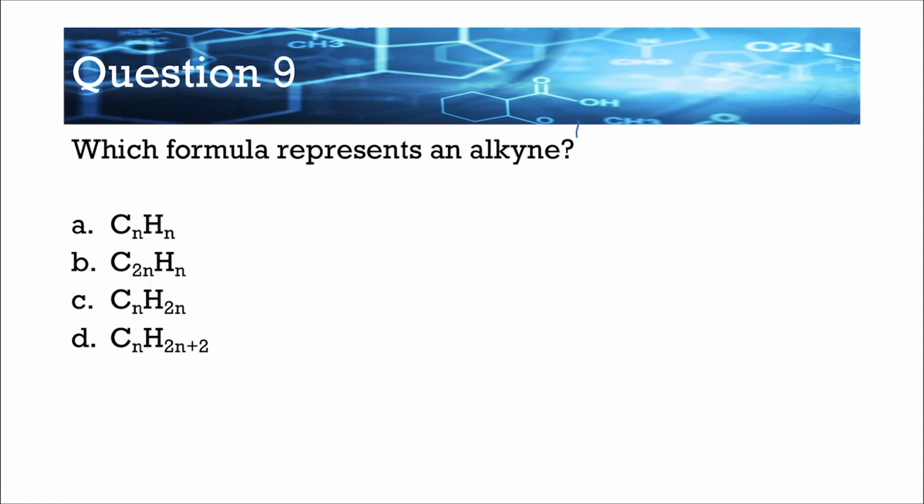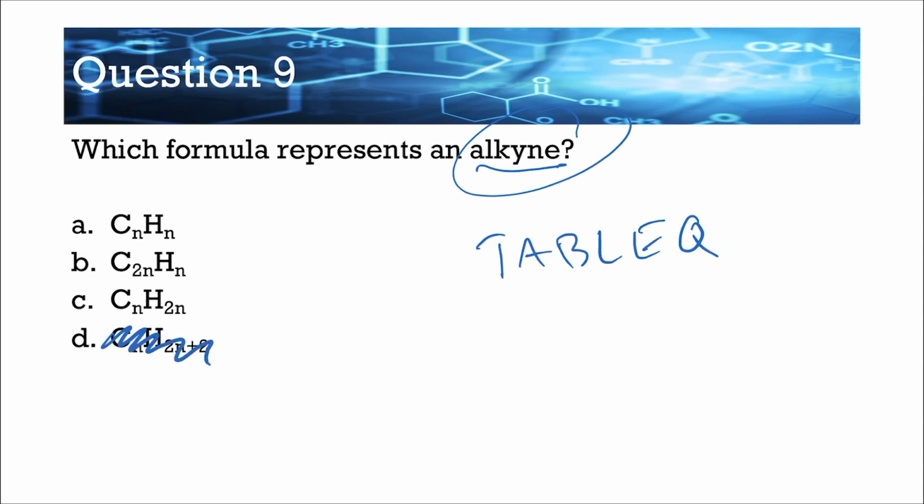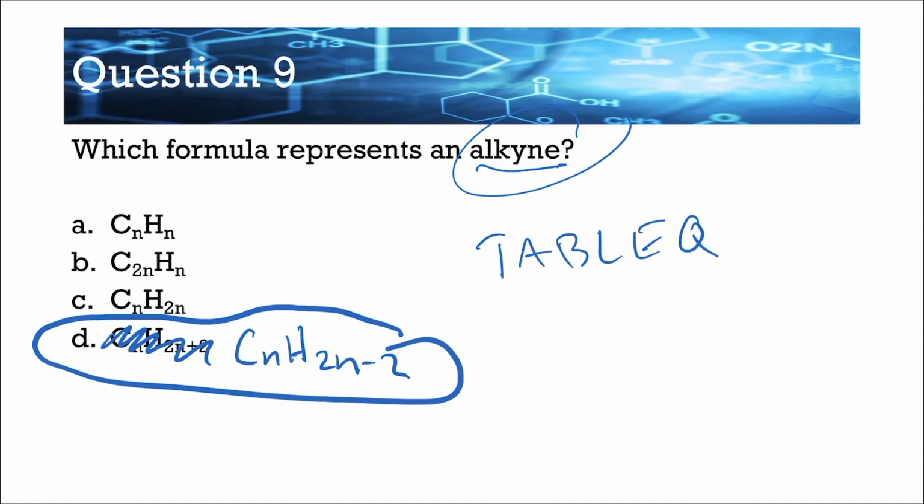Number 9 says which is an alkyne. So this is a Table Q question. So as soon as you go to Table Q, look for the word alkyne, and it wants the formula. And the formula for an alkyne is, my bad, question 9, this answer choice says CnH2n minus 2. So the answer choice is D.